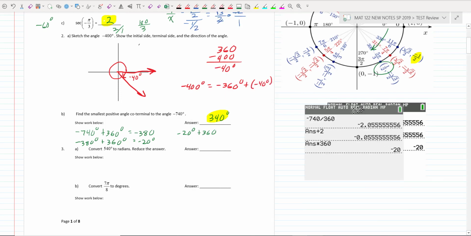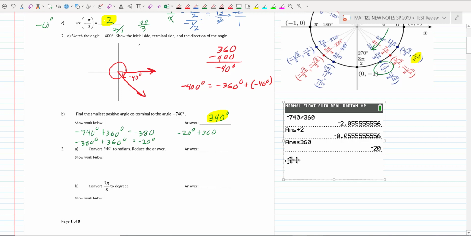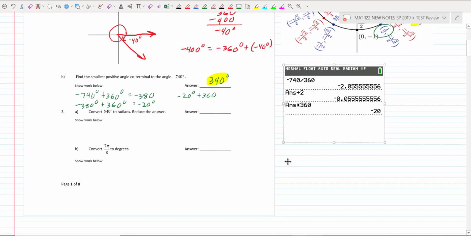Okay? All right. So let's move to this next thing then. So now we're going to look at, remember how we take radians to degrees and so forth.